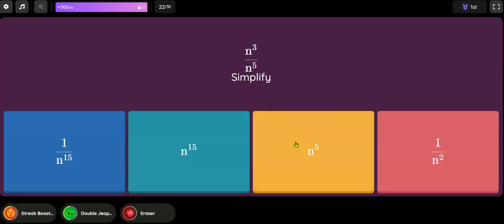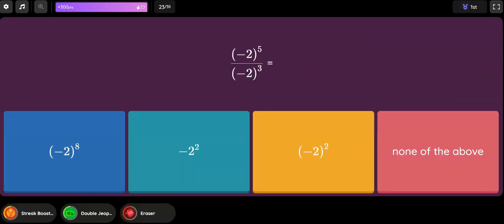When you divide like bases, you subtract the numerator's exponent from the denominator's exponent. And 3 take away 5 is negative 2. Can't have a negative exponent, so we flip it over and take the reciprocal. The answer is 1 over n squared. Keep the base the same. Subtract the exponents. This time it's 5 minus 3, so it's positive 2. Keep the parentheses in your answer.